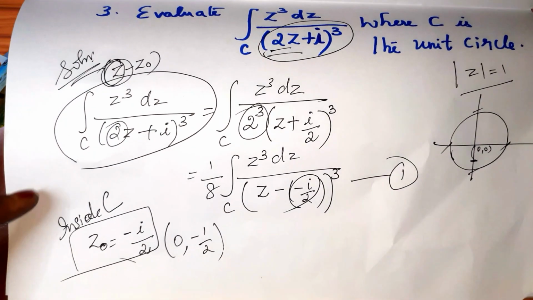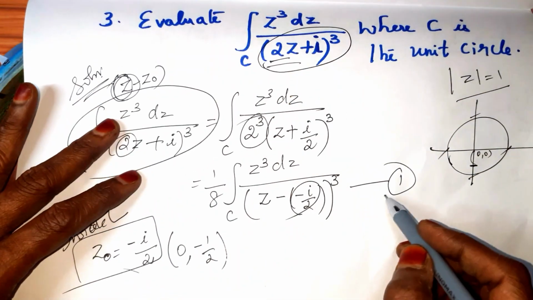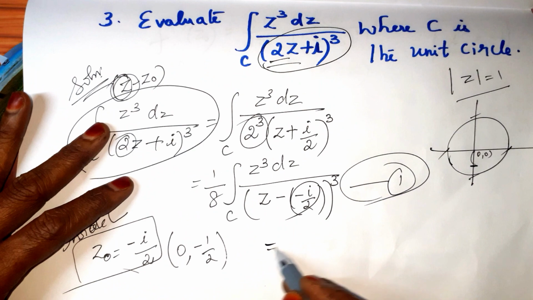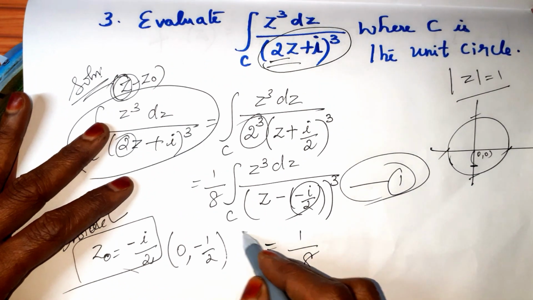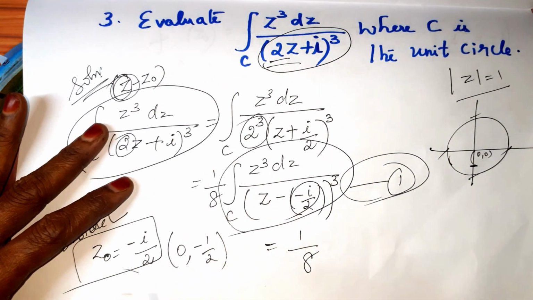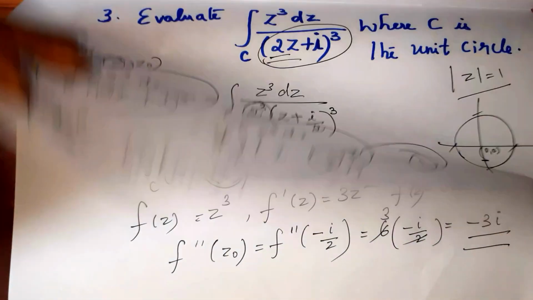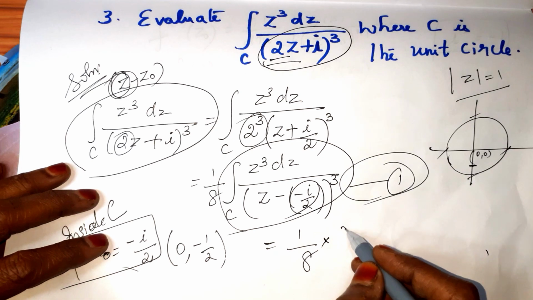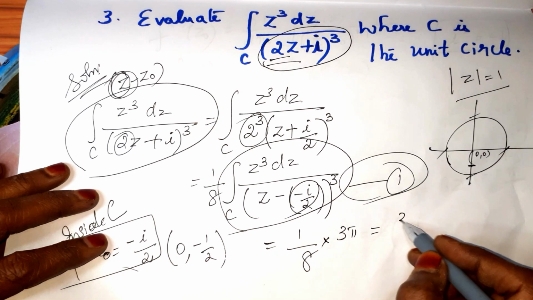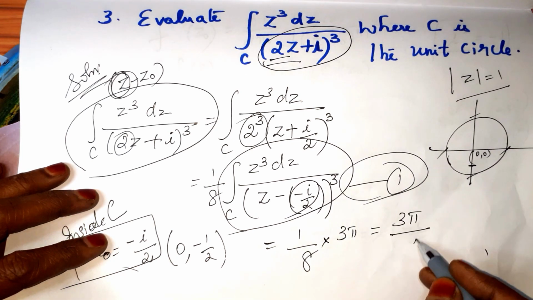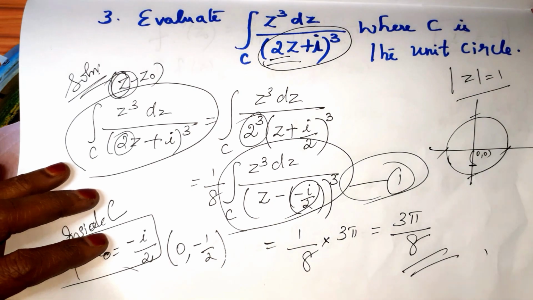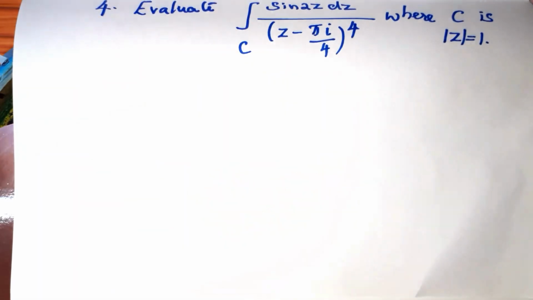This has to be substituted in equation number 1. In equation number 1, we have to substitute. So 1 by 8 into this integration only we got, what is the answer we got? 3 pi. So into 3 pi. So the final answer for this integration is 3 pi by 8. Is it clear?